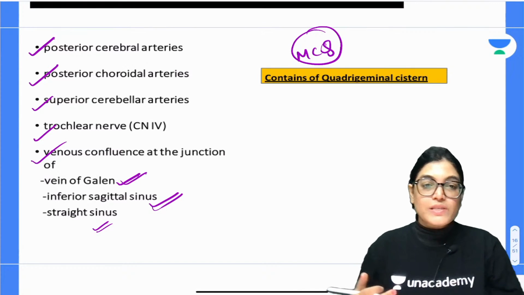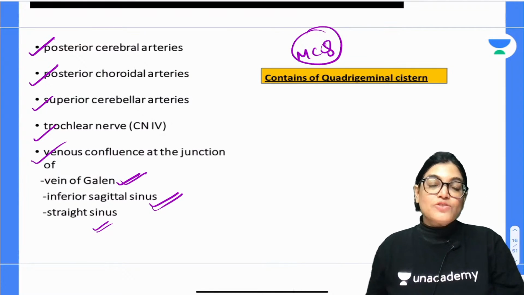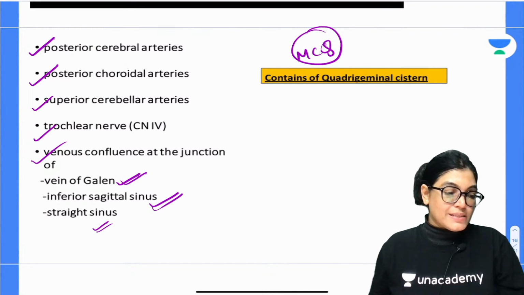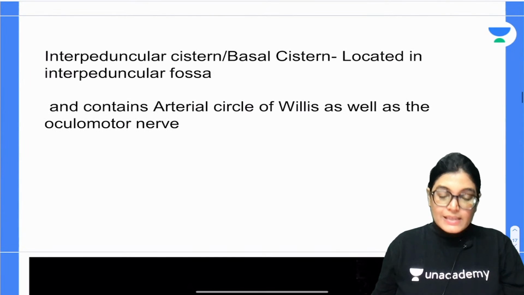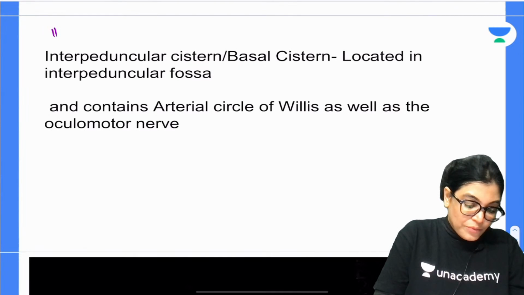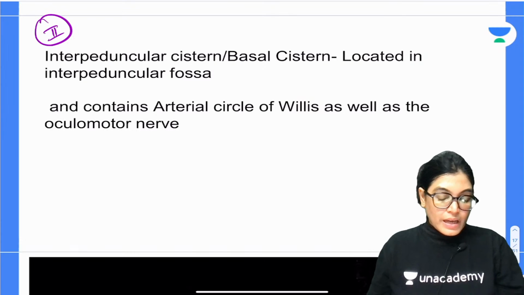So all these structures which have been enumerated here are the structures contained in the quadrigeminal system. Is it clear? So let's move on to the next system. The next system which I want you to know is the second one, that is the interpeduncular system.